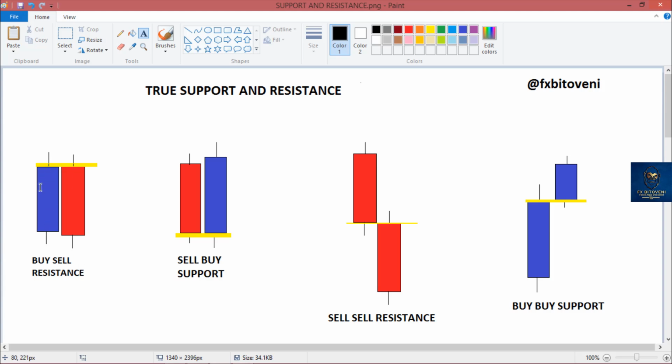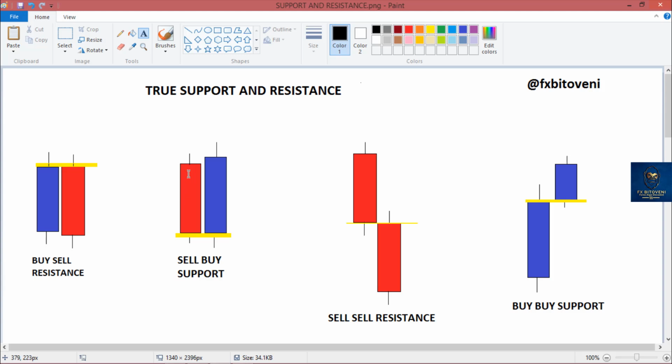Buy-sell resistance is when you have a bullish candle crossing, and then you have a bearish candle forming, and then it closes. As you can see on this chart, this is a bullish candle, this is a bearish candle. So when you are going to find a resistance level here, you just focus on the cross price of the bullish candle. You focus on the cross price of the bullish candle. So the same here, if you are doing what?